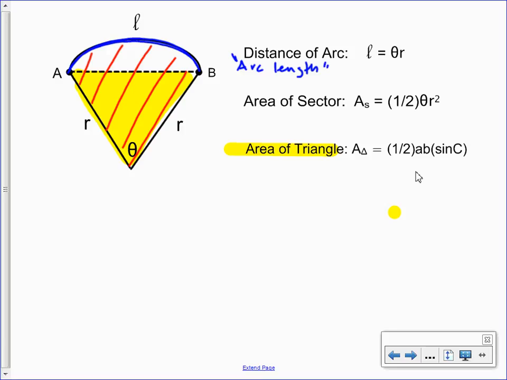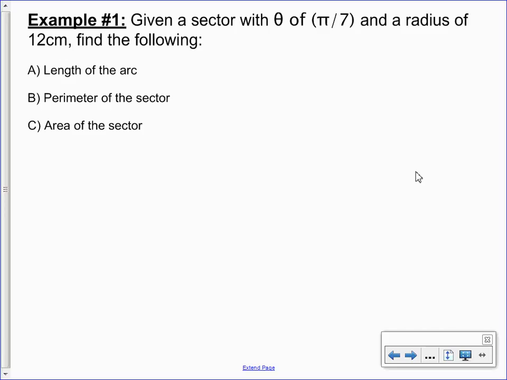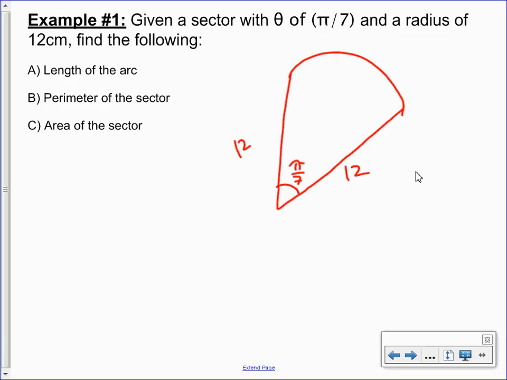Let's plug in. That's pretty much all today is. Given a sector with an angle of pi over 7 and a radius of 12, find the following. If there's no picture, let's draw one. Theta is pi over 7, so this angle over here is pi over 7, and the radius is 12, so both of these sides are 12.